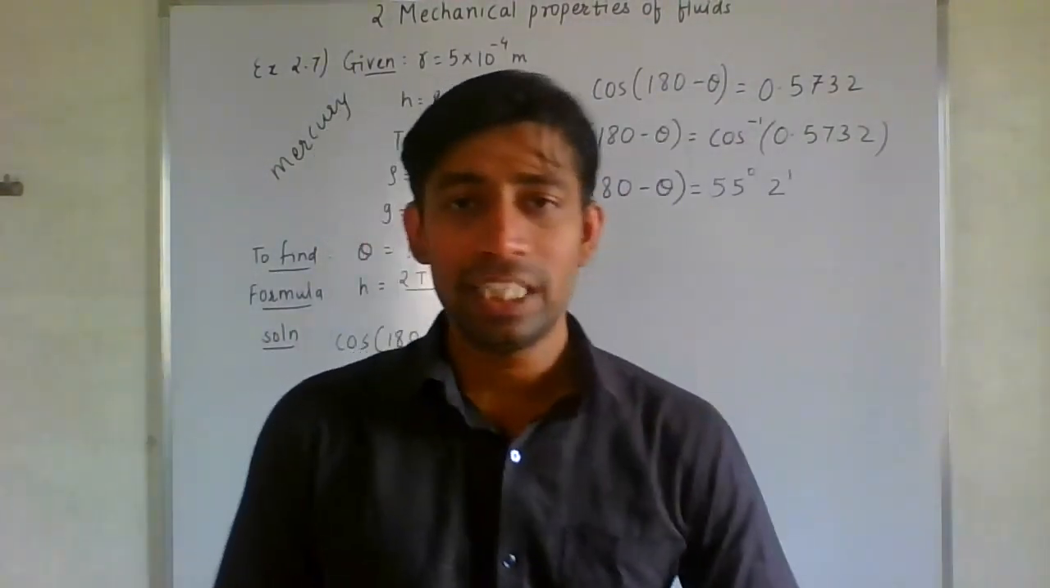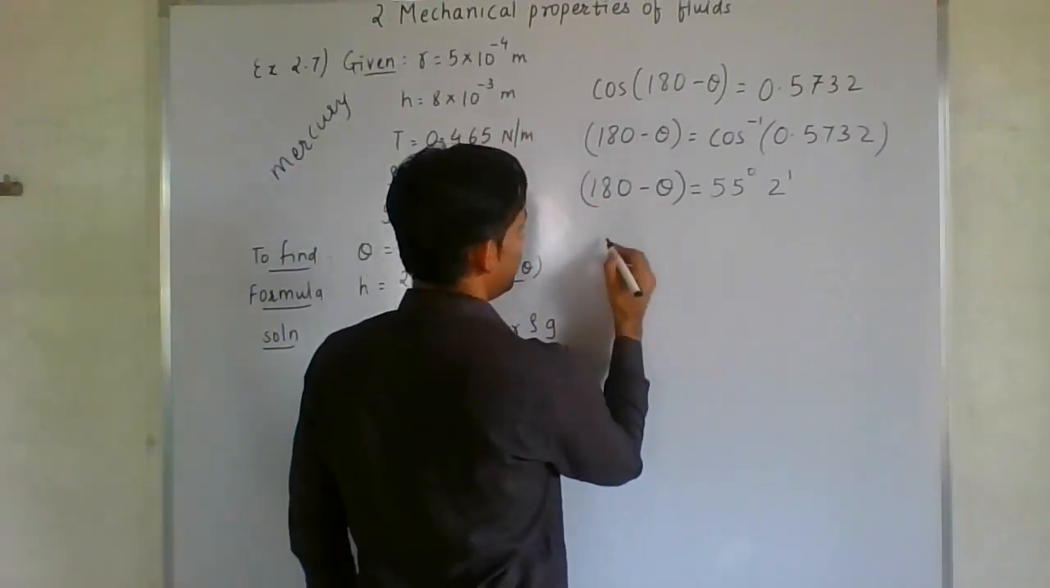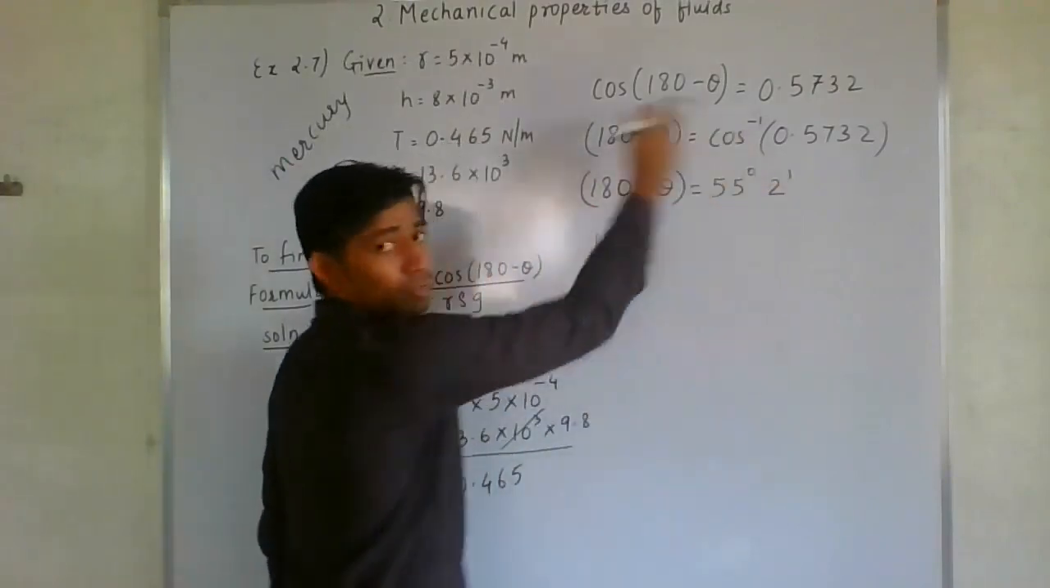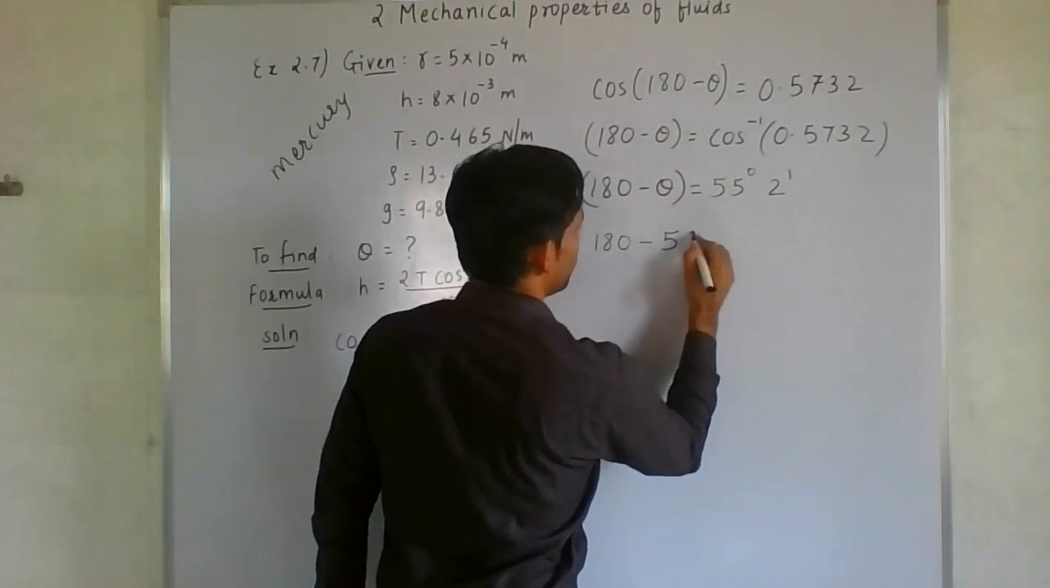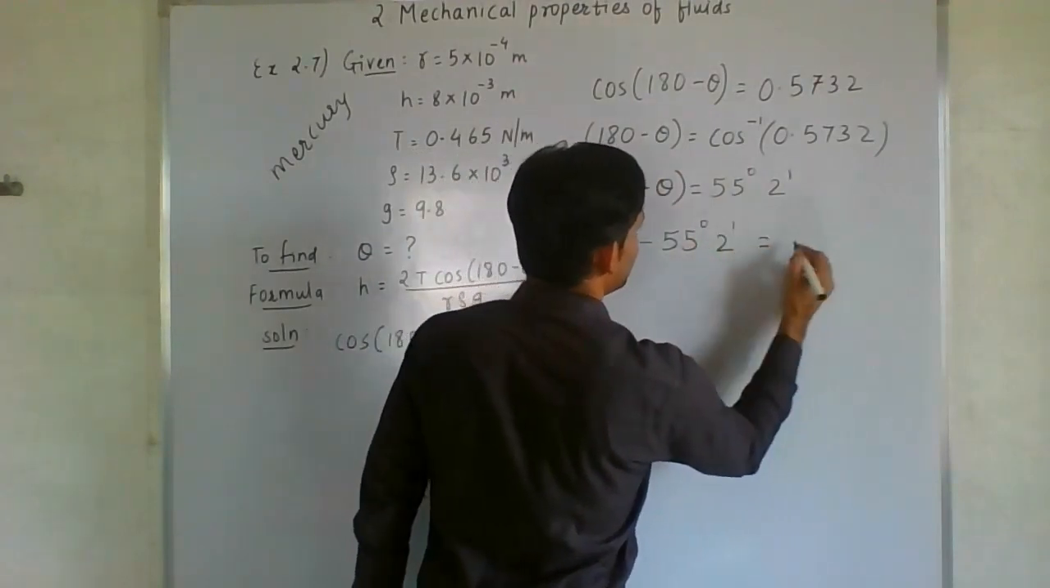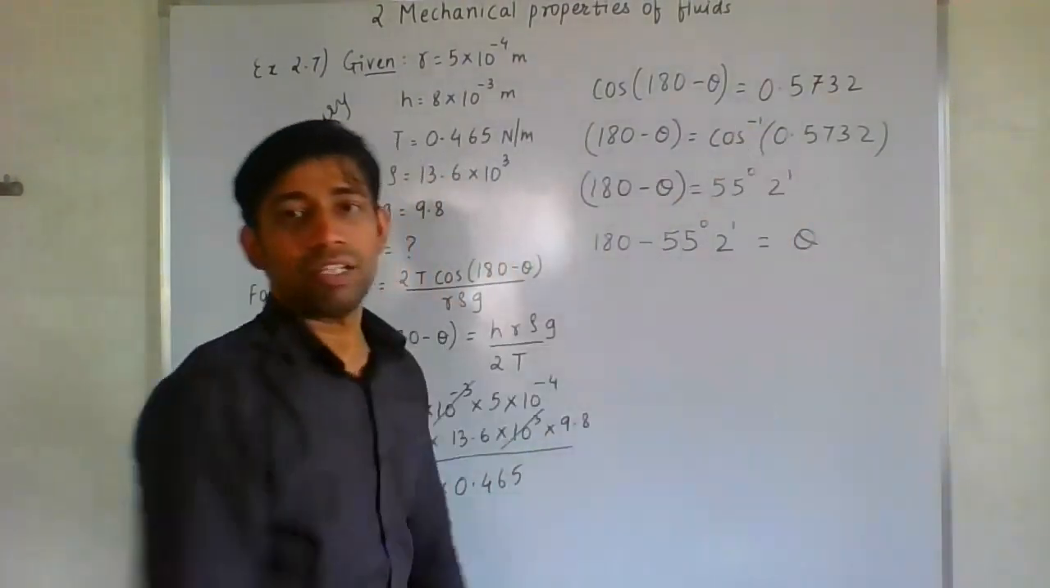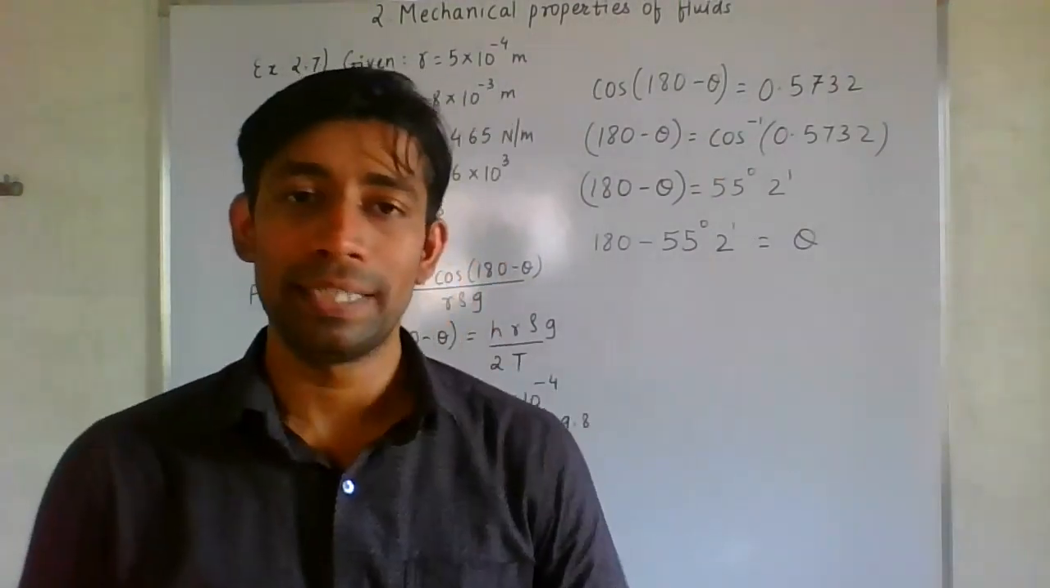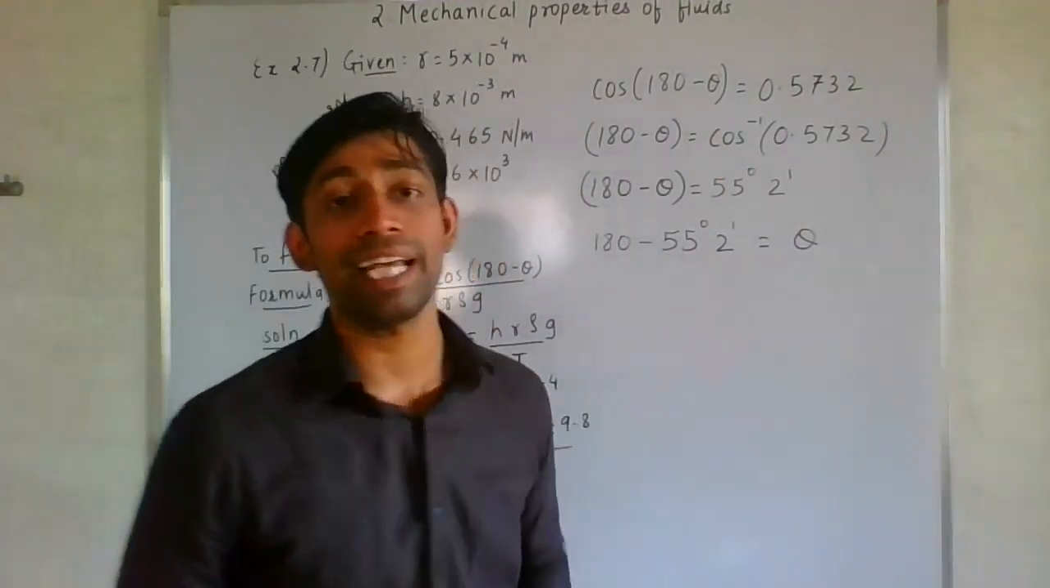Let me proceed to the next part. Now our next step will be 180. This term will get subtracted. Minus 55 degrees 2 minutes is equal to minus theta, which will go to that side, so this will become plus theta. Now you are supposed to subtract this.